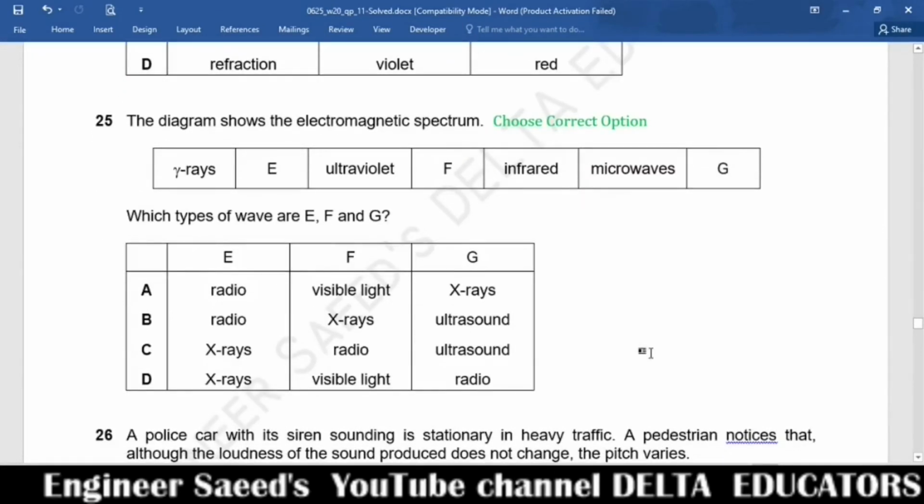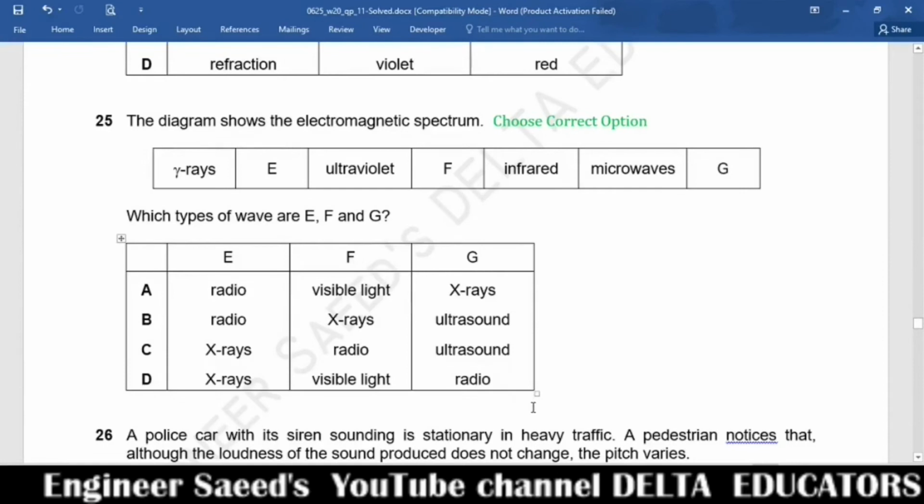Question number 25. The diagram shows the electromagnetic spectrum. Which types of wave are E, F and G? Here we have gamma rays, then we have a wave E, then ultraviolet, then F, infrared, microwave, and here we have a wave that is represented by alphabet G. And we have to find out what types of waves are E, F and G.